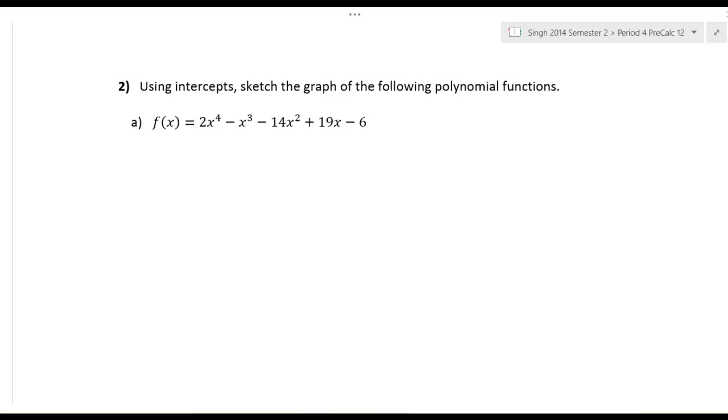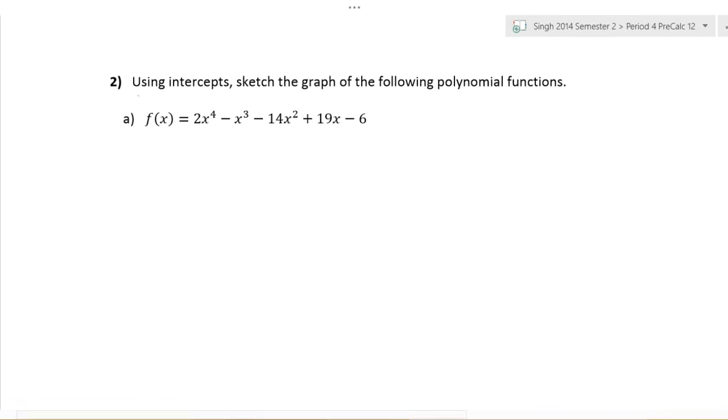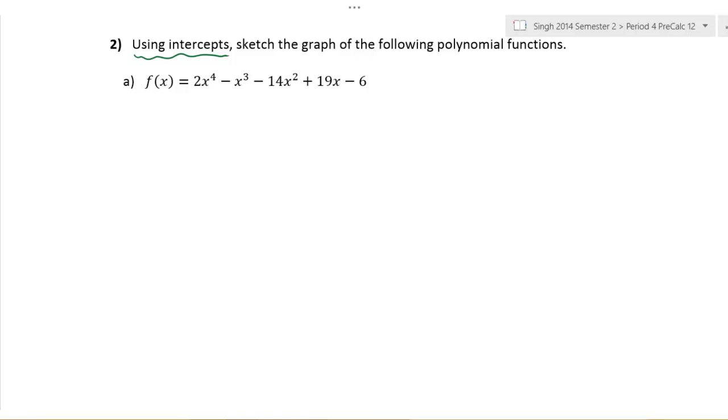Using a table of values to create graphs is something you've been doing for a very long time. In our next example, we're going to try a different way of graphing these polynomial functions. We're going to use their intercepts to sketch the graph of this polynomial function. First thing you'll recognize is that it's a quartic function. To find its intercepts, I need to first factor it. This is where we apply everything you've learned so far in this chapter.